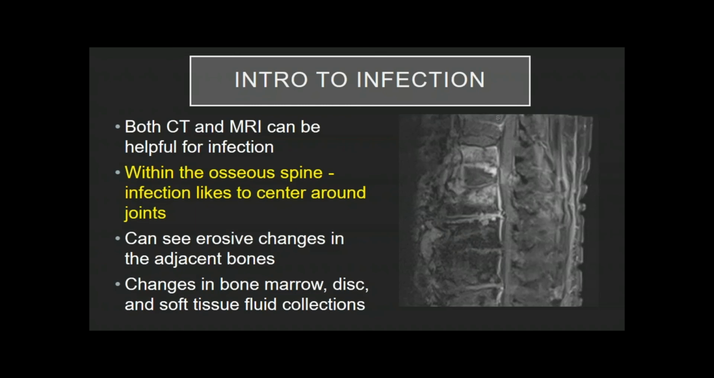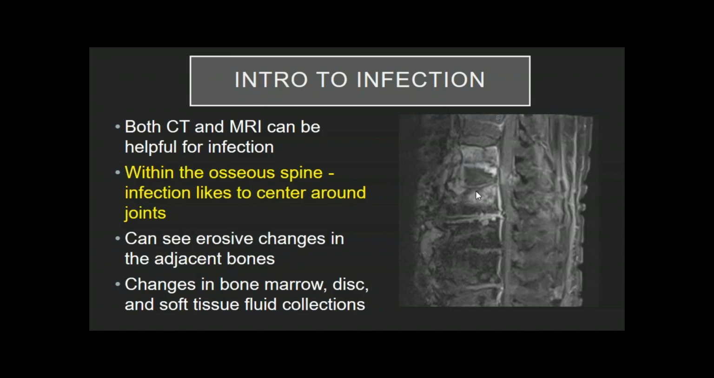But just the fact that it's centered around a joint is one of the things that helps me figure out when something is infection over malignancy. So this is just an example. You have one vertebral body here, another vertebral body here, and you've got this huge intradiscal abscess. And then you've got all of these reactive changes around that intradiscal abscess.